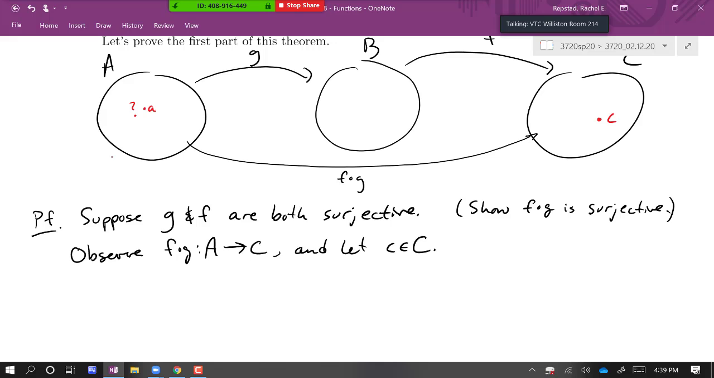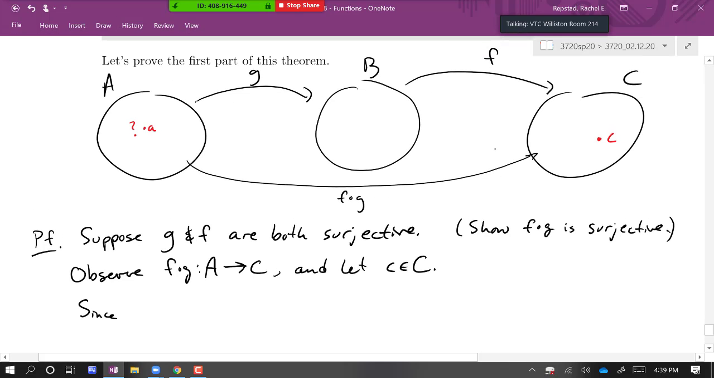So do this. First, let's use the fact that f is surjective. Keep in mind f maps from B into C. So I picked an element of C. Since f is surjective, what does that mean?